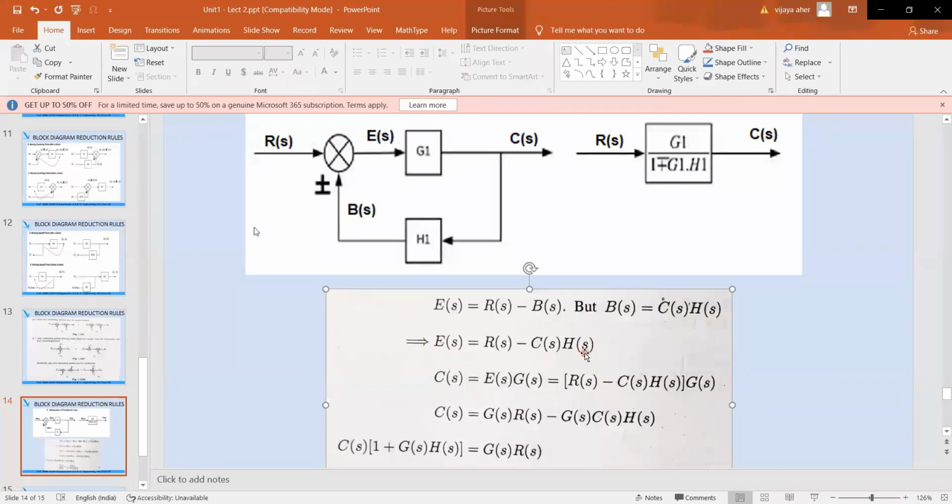Why C(s) into H(s)? Because we have taken a sample of the output from this takeoff point, hence C(s) into the transfer function H(s) is equal to B(s). So B(s) is equal to C(s) into H(s) and we have put it, right. So your error signal equation becomes E(s) is equal to R(s) minus C(s) into H(s). Now look at what we have to do. We are going to talk about C(s) and R(s), right.